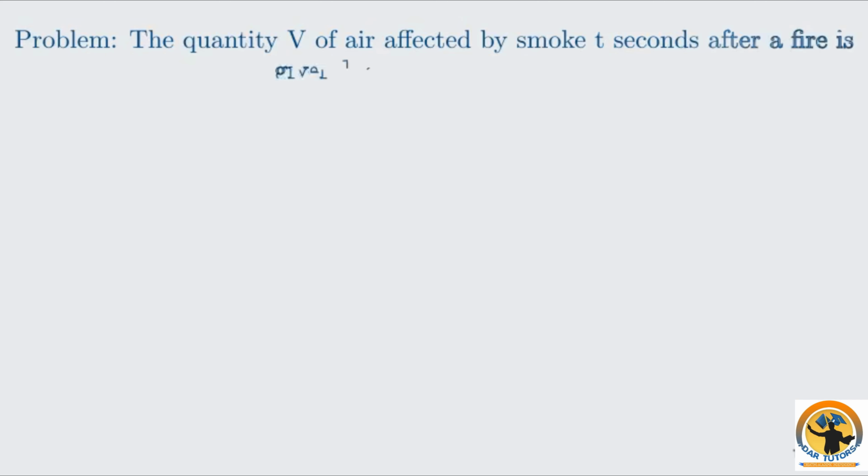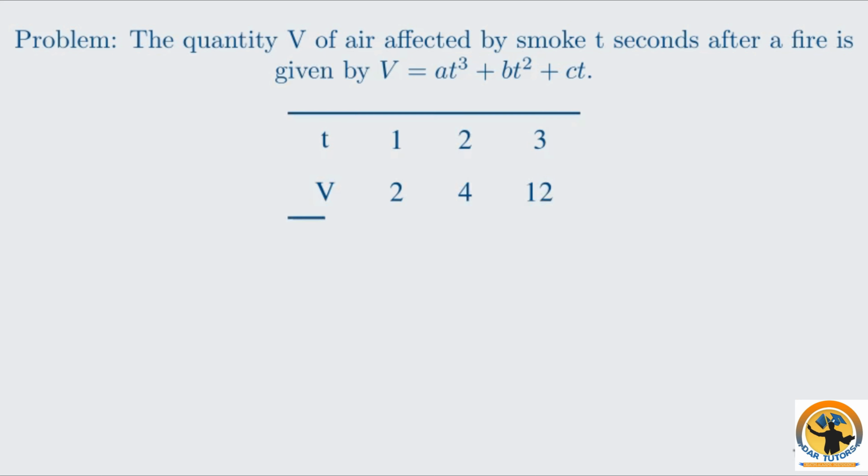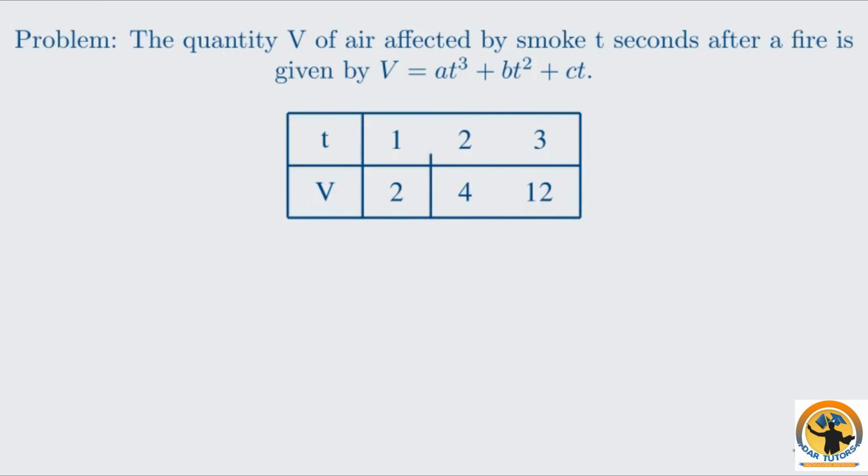The table shows the quantity V of air affected by smoke T seconds after a fire. We are told this is a cubic model of the form V = aT³ + bT² + cT, and we need to find the coefficients a, b, and c. The model has three unknown coefficients, so the three data points (1, 2), (2, 4), and (3, 12) are sufficient to define the system.